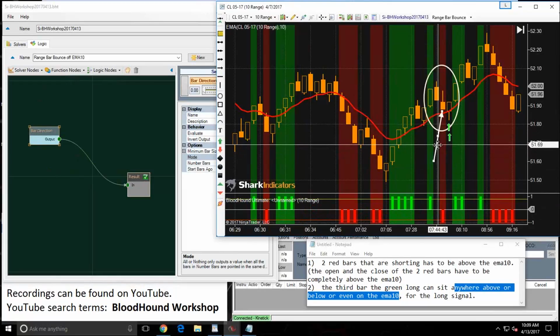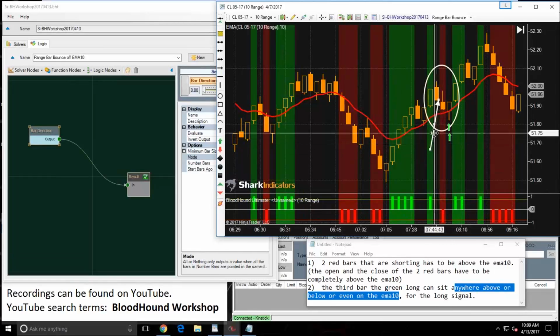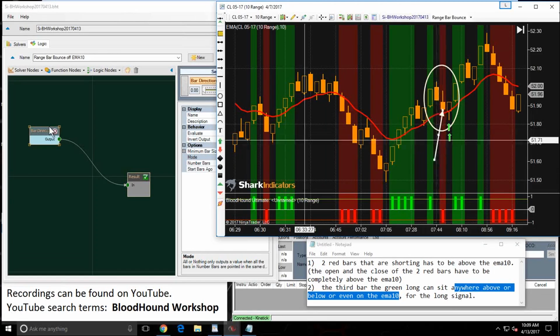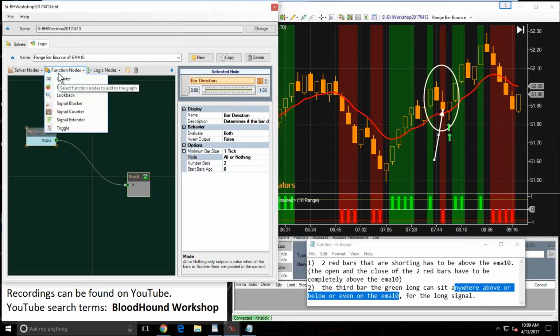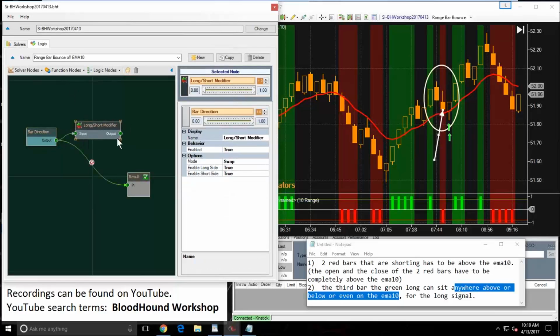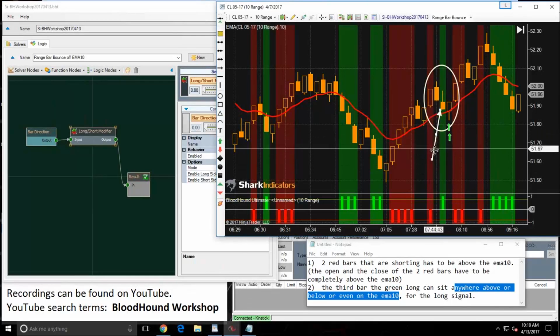However, ultimately we want to generate a long signal on that reversal bar. So I need to take this short output and reverse or swap it. I will use a long short modifier to do that. Now if we look at it, when we have two down bars, we are generating a long output.